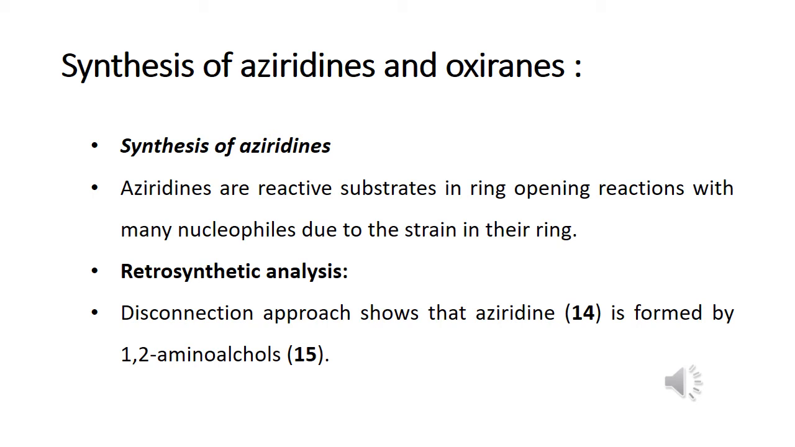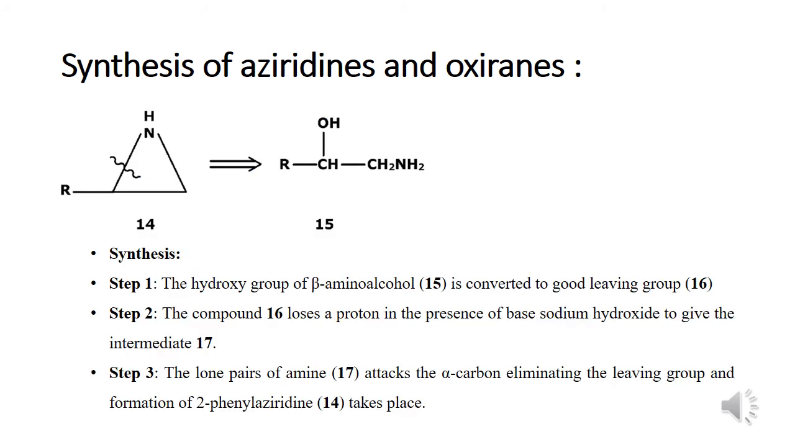The disconnection approach shows that aziridine, here's the structure 14, is formed from 1,2 amino alcohols, that is structure 15. So here is the example. You can see here structure 14 is the target molecule, that is aziridine. We'll put a wiggly line over there and an inclined arrow shows structure 15. So structure 15 is our synthetic equivalent for the starting material. Let's study the synthesis after this retrosynthetic analysis.